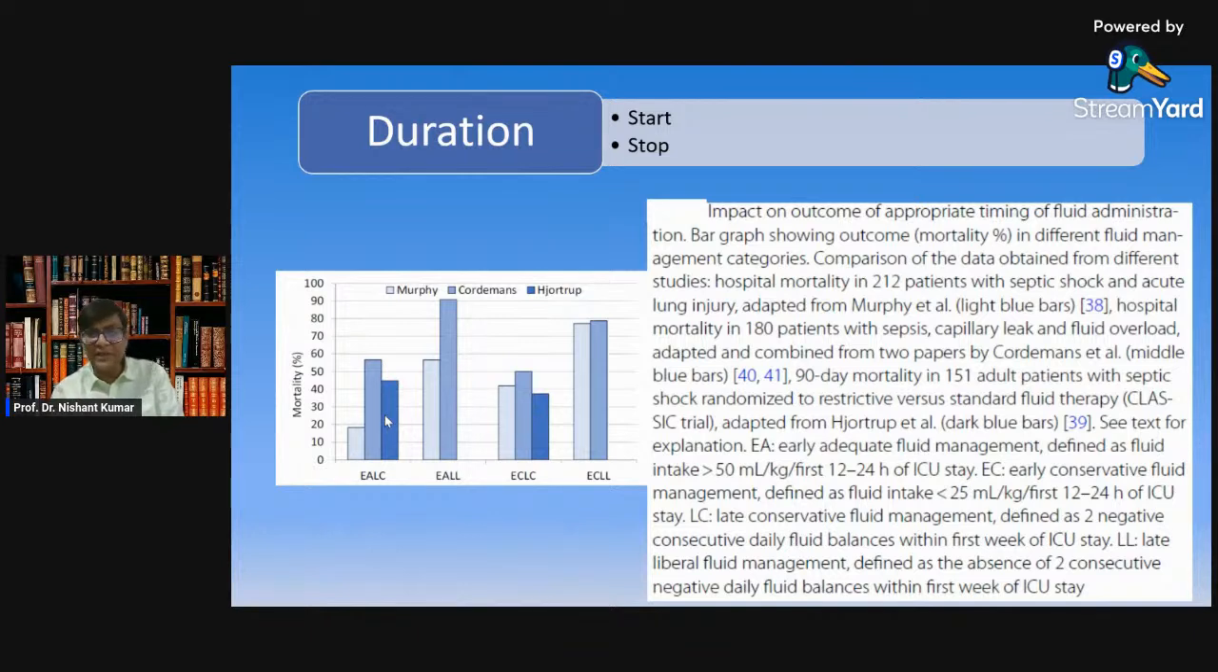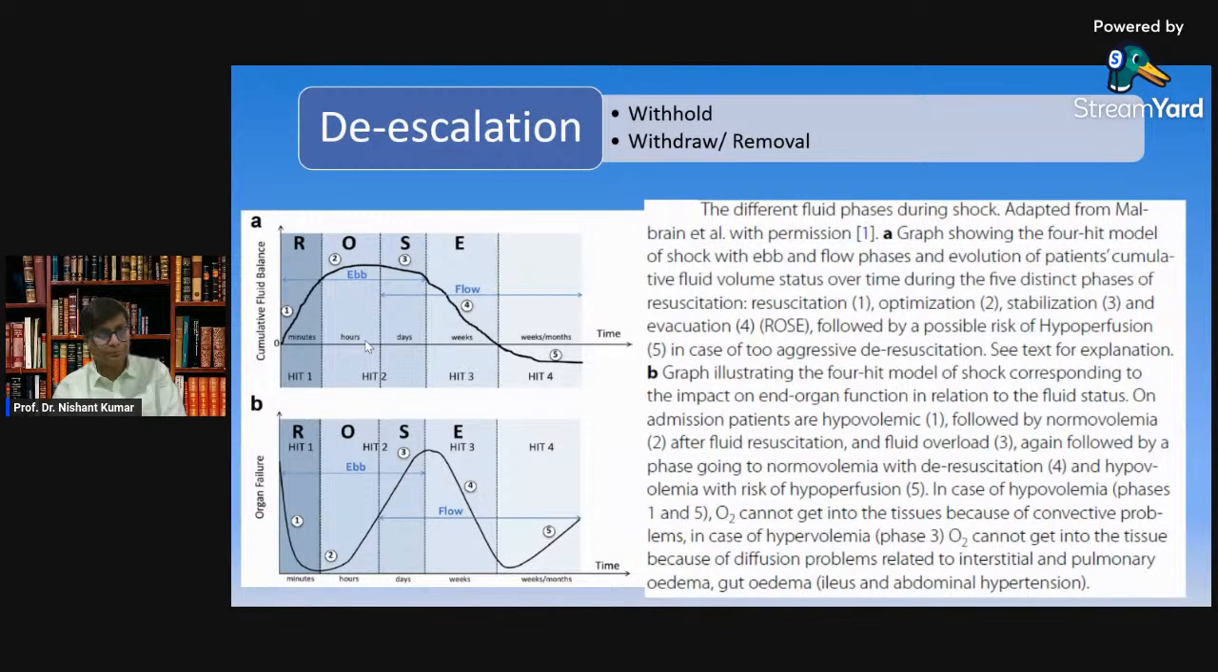You might end up with hypoperfusion, increased lactate. So the best thing is, rather than being conservative or being liberal, that you have an adequate duration and adequate amount of fluid which should be given. Now, another important part is the de-escalation. You should know when to de-escalate your fluid therapy.